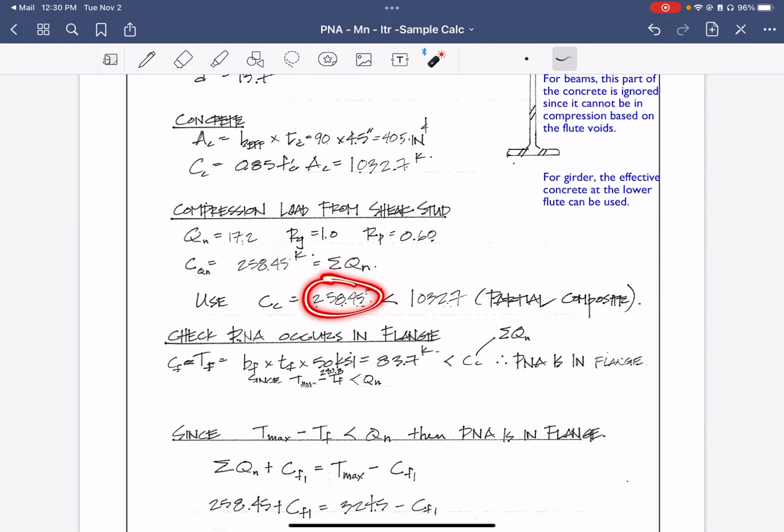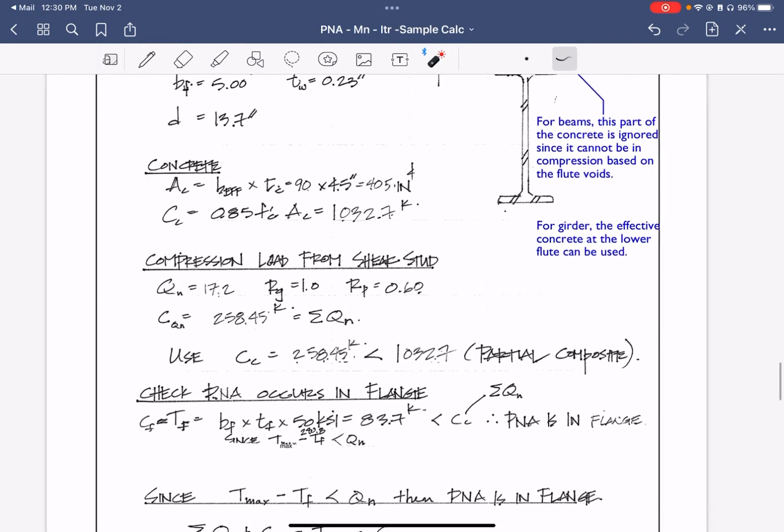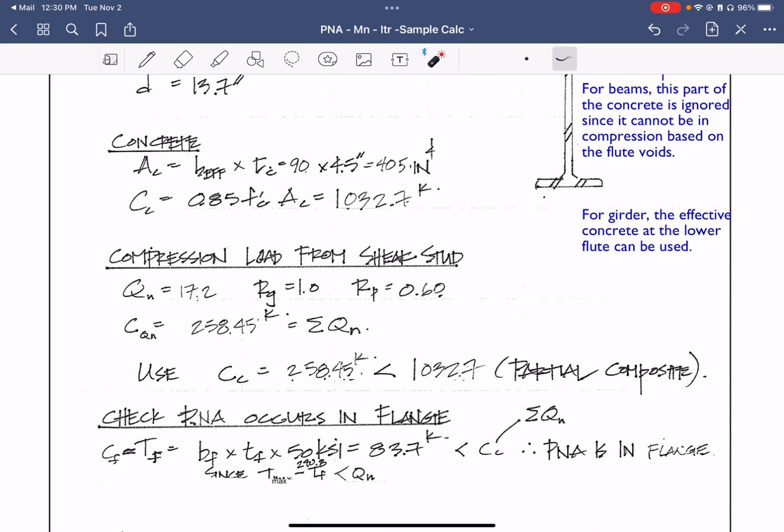Essentially, if this exceeded or matched this one, then you wouldn't have partial. You would have what we call full composite. That means you're engaging the entire section. Partial means that as the concrete is being sheared in and out this direction, you don't have enough studs to grab all the concrete that you want. So you're getting, in this case, a percentage, and you could take a ratio of that to see what it is.